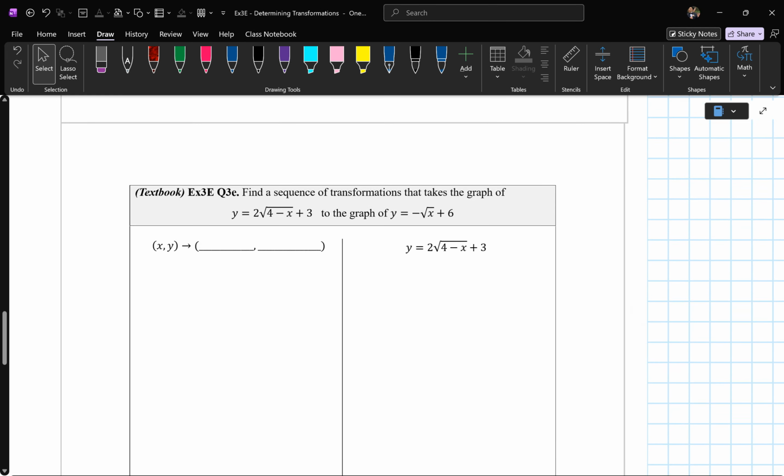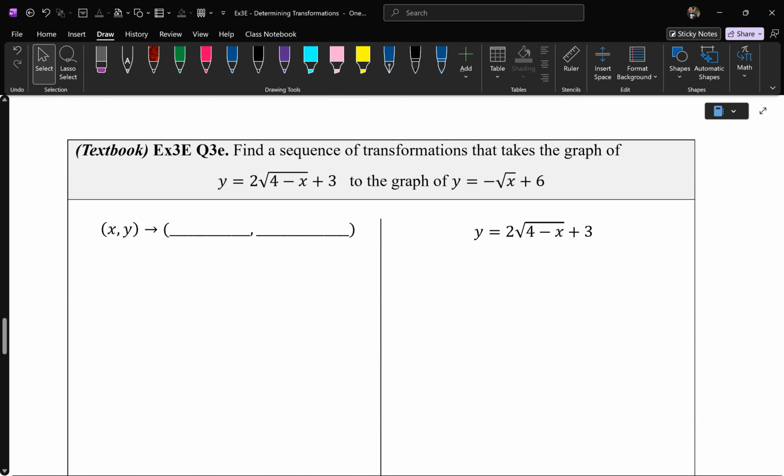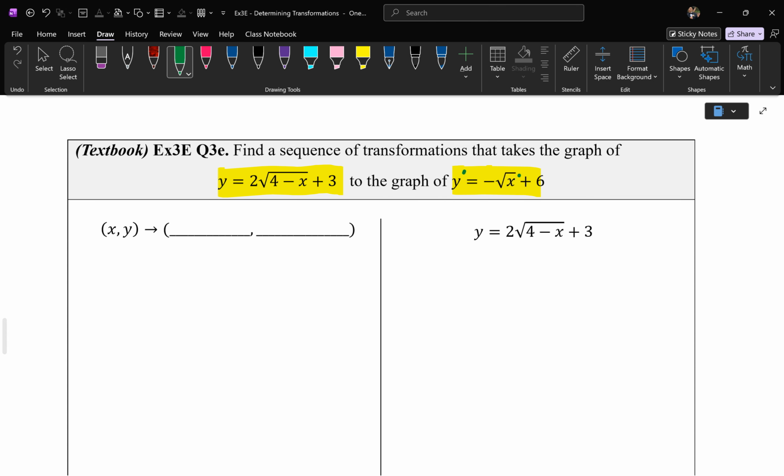Here we go. So this is now 3E, and this is a mixture of functions. Okay, it doesn't always have to go from base to a transformation. It could be a transformation to a transformation, right? So again, if I copied it correctly, then it's asking now the sequence transformation that takes the graph of this to this. So this means this is the original, and this is the final. So put a dash on it if it helps you to see the difference between the two. So here's my original, and I'm going to my new.